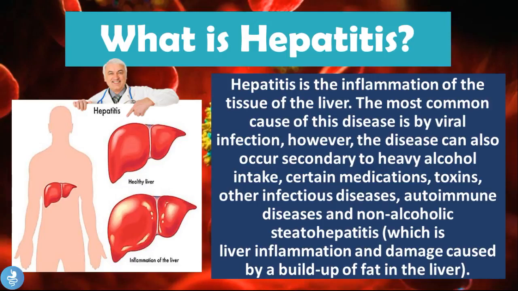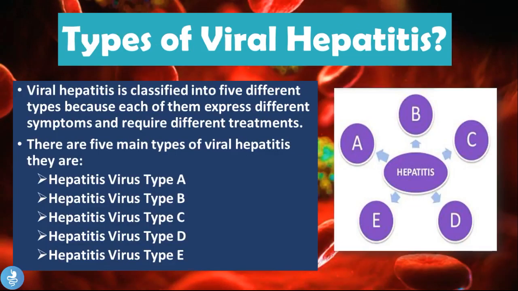buildup in the liver. So now that we know what hepatitis is, let's take a closer look at the viral causes of hepatitis. Viral hepatitis is classified into 5 different types because each of them expresses different symptoms and requires different forms of treatment. There are 5 main types of viral hepatitis: hepatitis virus type A, type B, type C, type D, and type E. I have done videos on A, B, C, and D, and in today's video we're just going to focus on hepatitis virus type E.